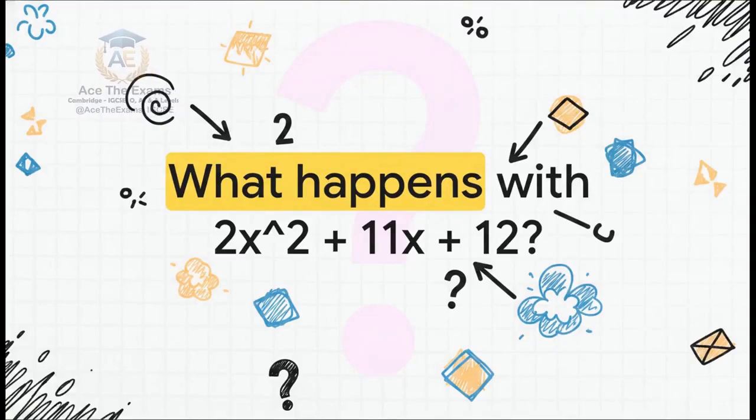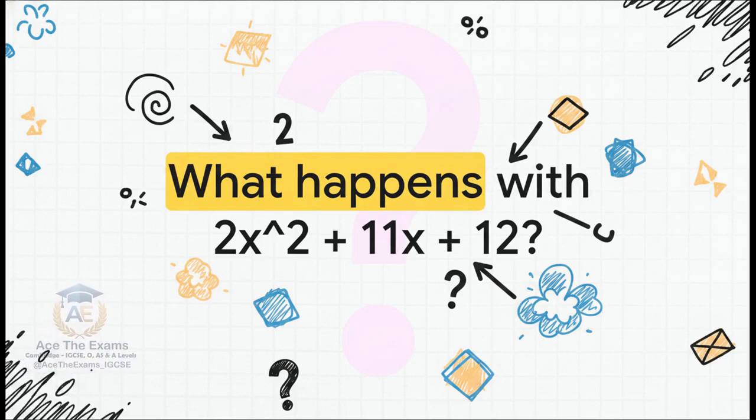But I can already hear you asking, what happens when things get a little spicy? What if there's a number, a coefficient, sitting right in front of that squared term, like 2x squared plus 11x plus 12? Does our whole logical system just break down?